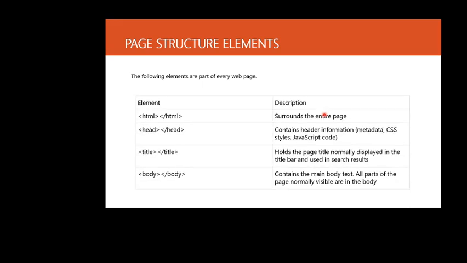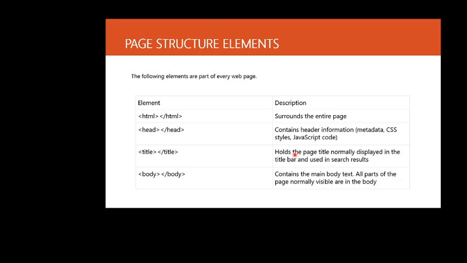Now we'll see some of the page structure elements, and then I'll show you one example of how you can define an HTML document and how it will be rendered. So the page structure elements include HTML. A browser looks for the HTML tag. If it is found, it tells the browser that the given document is an HTML document.